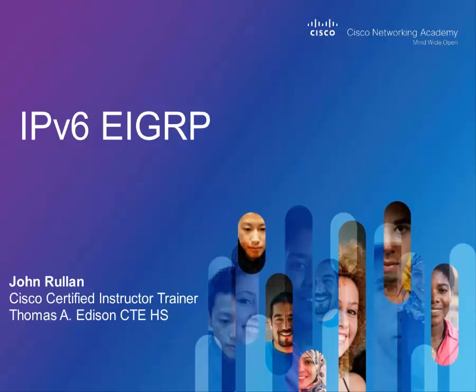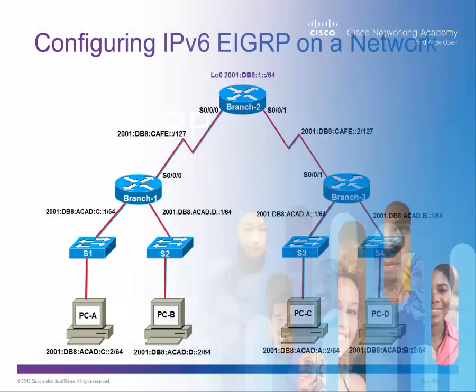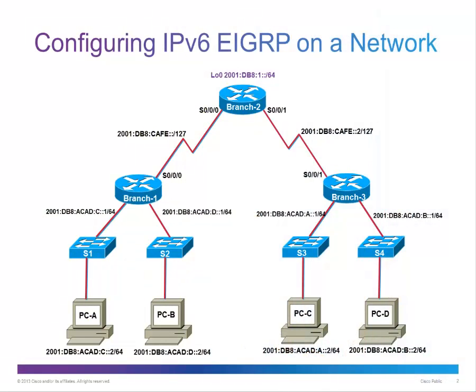This presentation will demonstrate how to configure IPv6 EIGRP, as well as to demonstrate the differences between real equipment and Packet Tracer. This is the topology we're going to use to demonstrate how to configure IPv6 EIGRP. Branch 2 and Branch 3 were pre-configured with EIGRP. We're going to demonstrate using Branch 1.